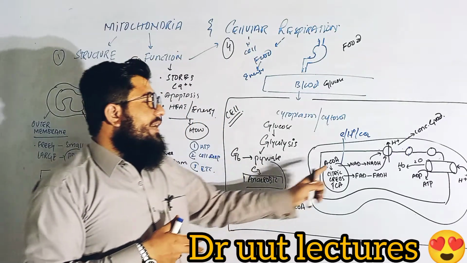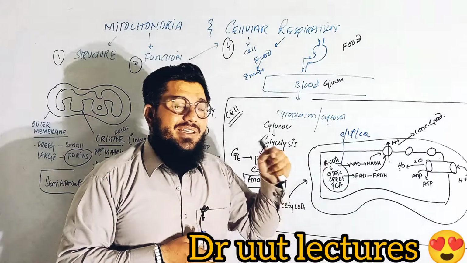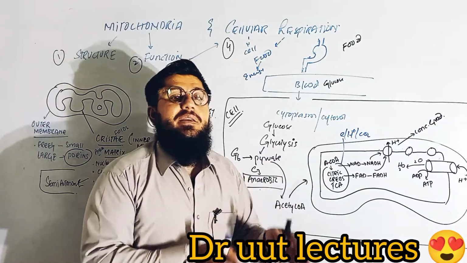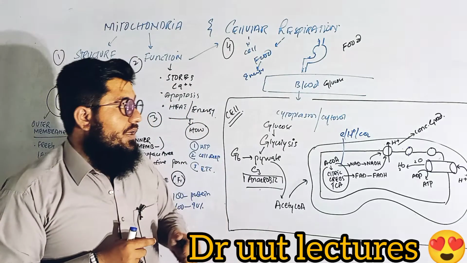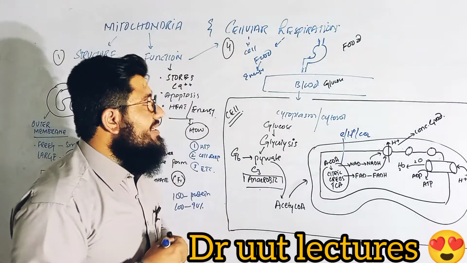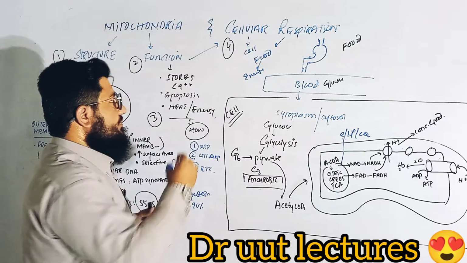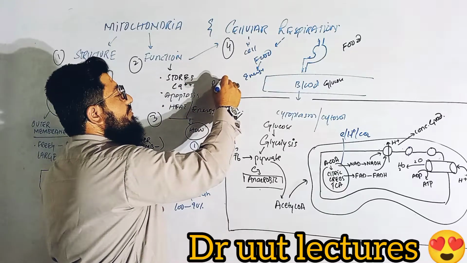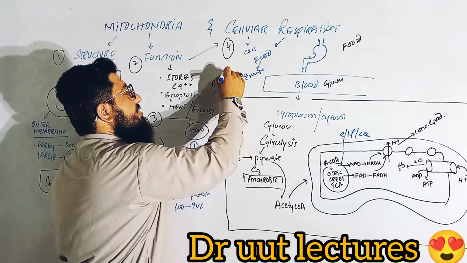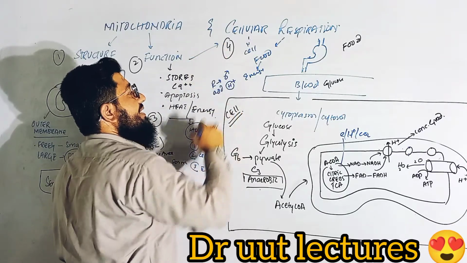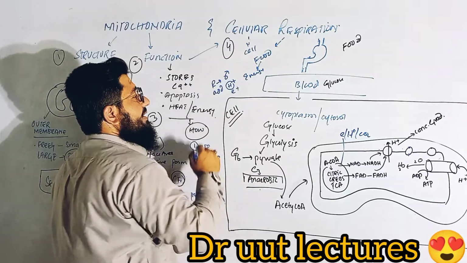So what will happen? NAD will be converted into NADH. Now this NADH is a kind of reduced NAD. Now what is the reduced NAD? Simple. We know about this point very well. Oxidation is addition of oxygen. Reduction is removal of oxygen, addition of hydrogen. Oxygen removed, hydrogen added, electrons added.